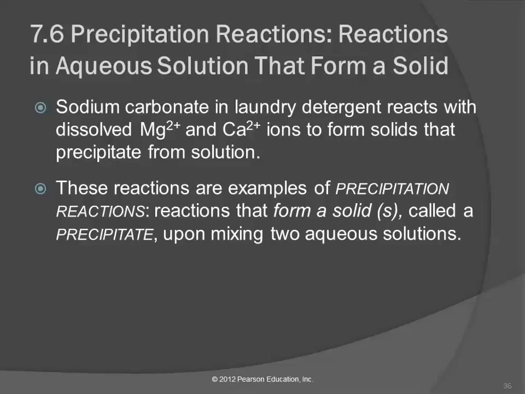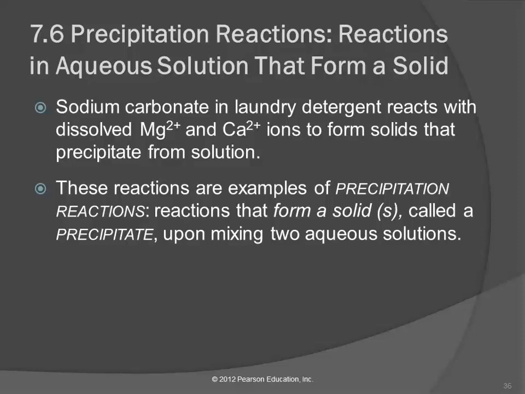Section 7.6, precipitation reactions. So we gave an example of these. Sodium carbonate, which is present in laundry detergent, reacts with the magnesium ions and the calcium ions that are present in hard water. And it forms a solid, well, two different solids that precipitate out of solution and keep those ions from making scum with the soap in the detergent. These are examples of precipitation reactions.